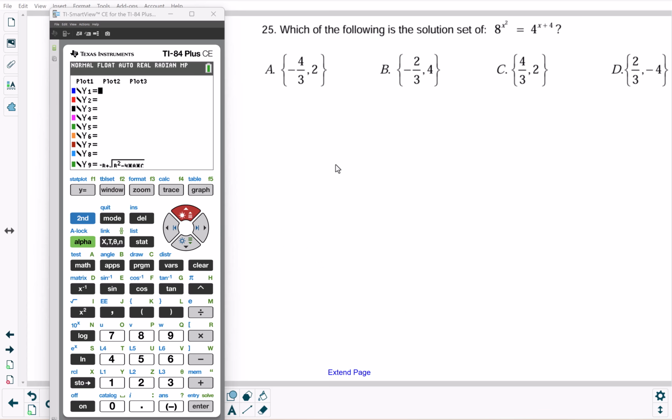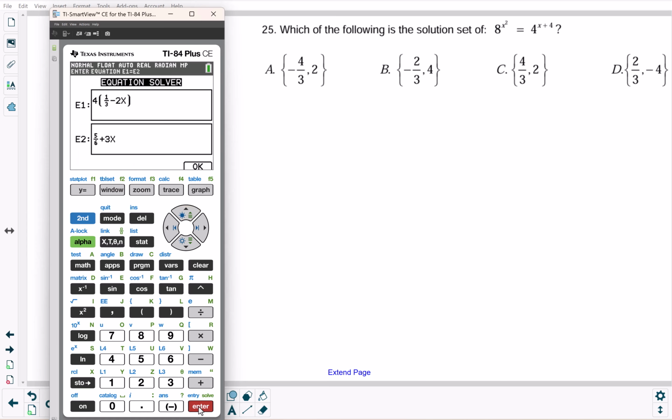For the first way, we're going to use the numeric solver on the TI-84. That's found by pressing the math button and the up arrow once to get to the numeric solver. Press enter. E1 is expression 1, or the left side equation. E2 is expression 2, or the right side equation. So I'll clear what's there, and I'm going to type in 8 raised to the x squared power.